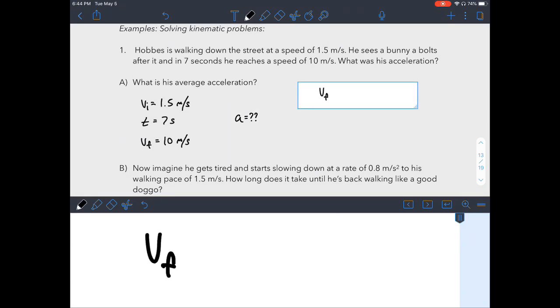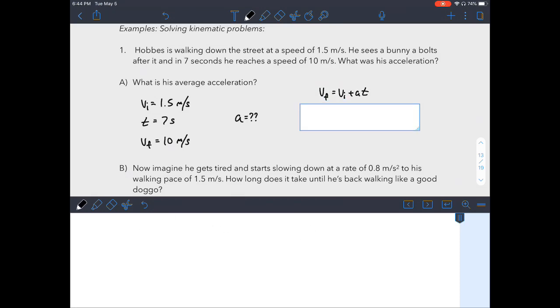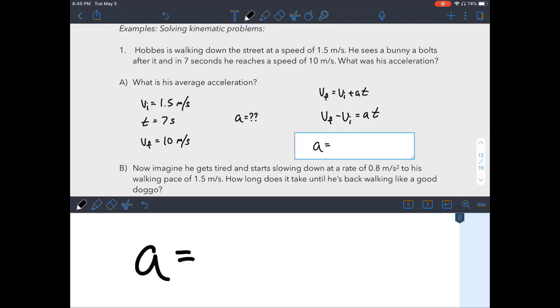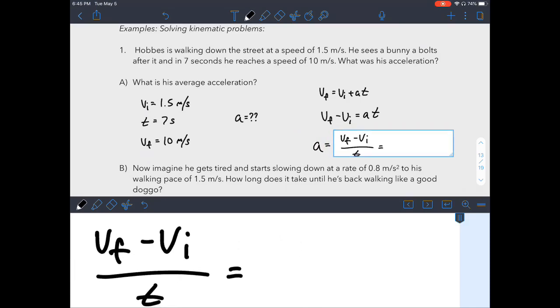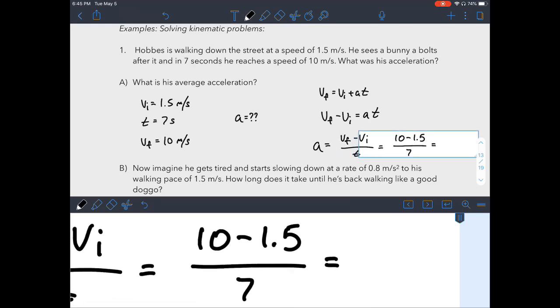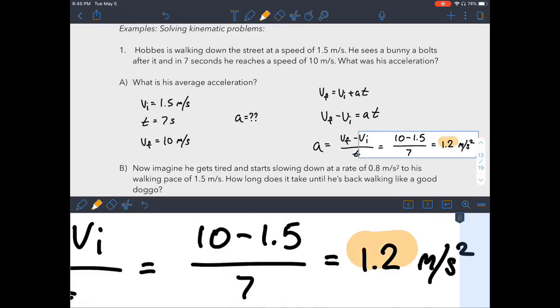Okay, now if we look at our formulas, use number 2. It's fantastic. This is just like the warm-up that we did before, so that's all good. V final is equal to V initial plus AT. Sorry, we're going to get our V final minus our V initial is equal to our acceleration times time. So our acceleration is just V final minus V initial divided by our time. We've done this before. Punch in your numbers. 10 minus 1.5. Divide that by 7, and you should get a nice number of 1.2 meters per second squared is your acceleration. So that's fantastic.